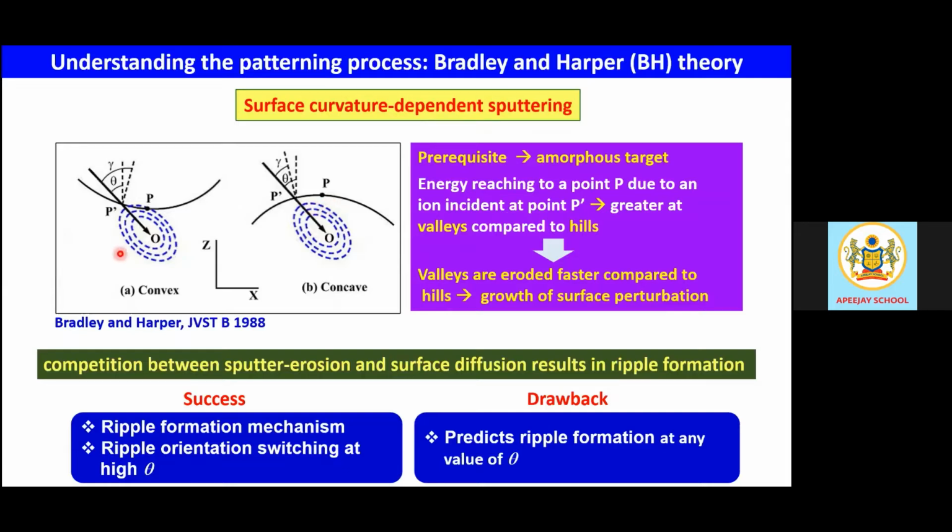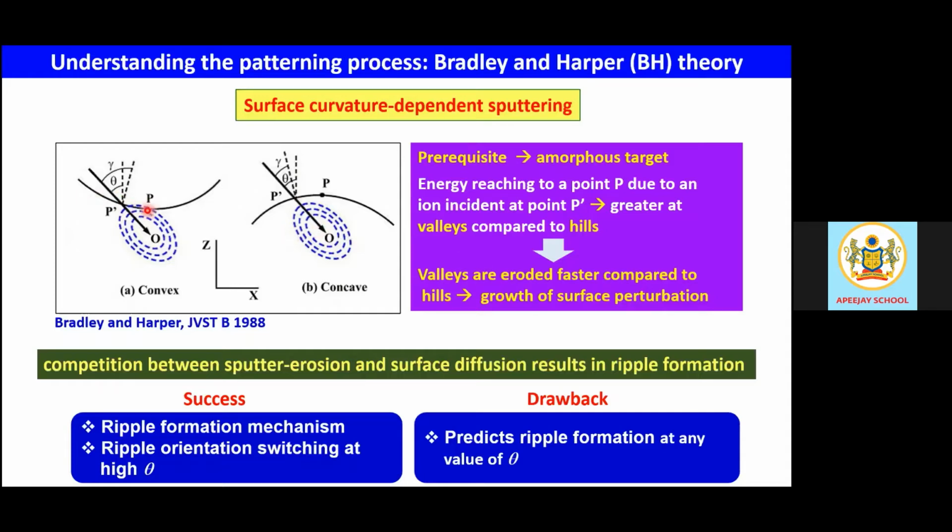For a convex surface, you see, it's still within the energy ellipsoid. But for a concave surface, we can easily see that this point P is out of the energy ellipsoid. That means the energy is deposited along the path of, and around the path of, the ion beam. So it's very clear that valleys are going to be eroded faster. So that's why this is the valley.